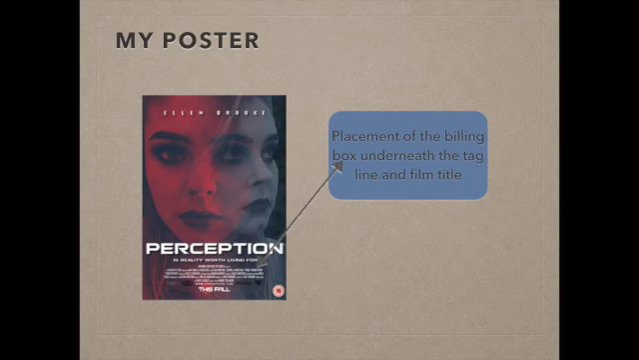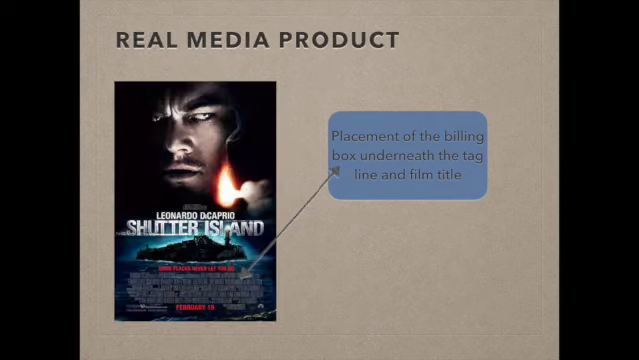You can see the way in which I have placed the billing box is also conventional. It is conventional given that the billing box has been placed within the bottom third of the 3x3 grid. It is also conventional given that it has been placed underneath the film title. From looking at the billing box positioning on my poster and on real media products, it is possible to say that the way in which I have positioned it conforms to the format conventions of a film poster.